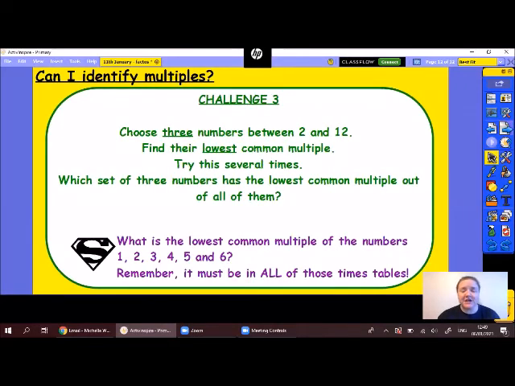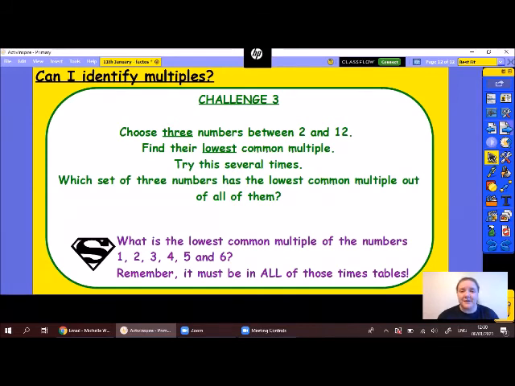Then if you choose challenge 3 today, it's similar to challenge 2, except you need to choose 3 numbers between 2 and 12. So you're looking at 3 different times tables all at once. And I want you to try and find their lowest common multiple. It might be you choose the 2s, the 3s, and the 7s. So you can write them all out and then find numbers that are the same in all of them and see if you can find the lowest common multiple.